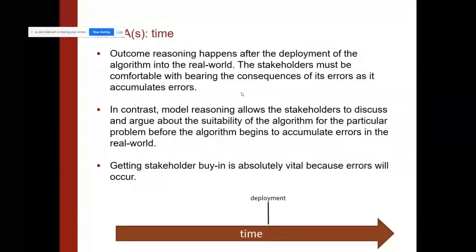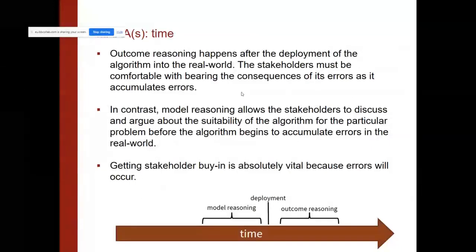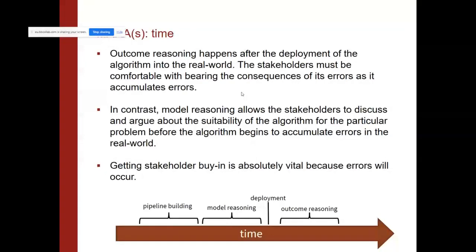So just to give a visual timeline here, there's deployment. Again, with model reasoning, you get buy-in for deploying the model prior to deployment. With outcome reasoning, the only way you can validate if it's working is by looking after the fact at whether it's actually working on real data. This is all independent of actually building the pipeline. So we're not really taking into consideration what data went into this, et cetera. We're thinking just about either examining the model from a mathematical perspective or looking at the outcomes.